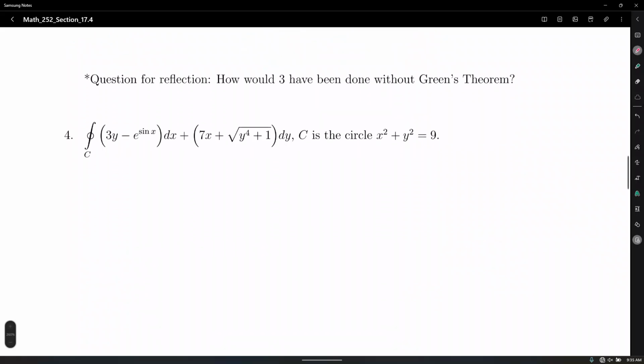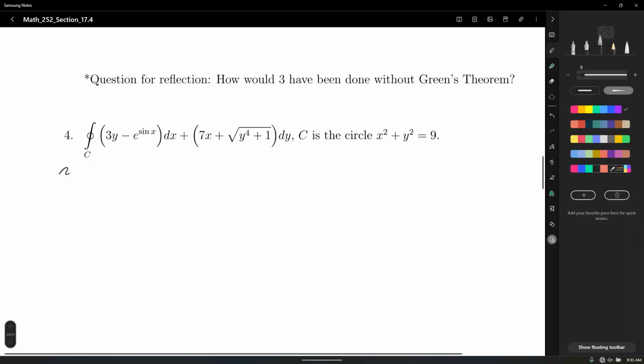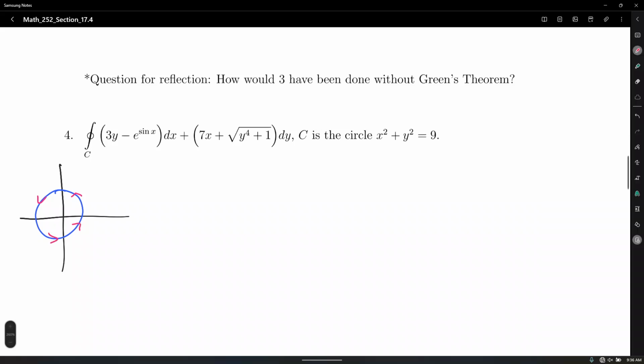Number 4, the integral over the closed curve of 3y minus e to the sine x dx plus 7x plus the square root of y to the 4 plus 1 dy, where C is the circle x squared plus y squared equals 9. So this is the circle of radius 3, counterclockwise, all right? This is M, this is N. So we will evaluate this line integral, and yes, you'd better use Green's theorem for this because I'll show you why.